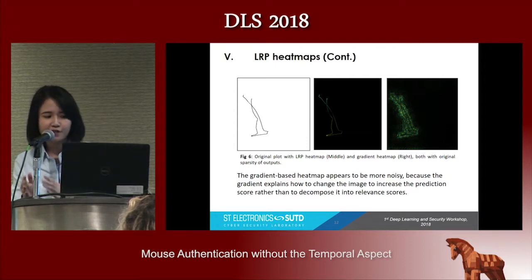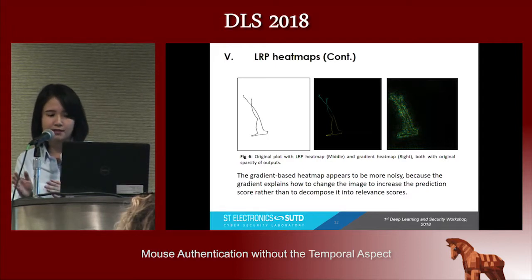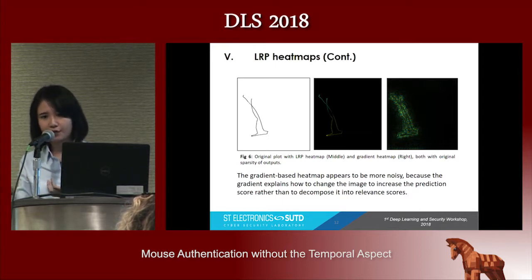The leftmost figure here in figure 6 is our original plot of a mouse movement sequence, the center plot here is the LRP heat map computed, and the rightmost figure is a gradient heat map computed. So what are the differences between the LRP heat map and the gradient heat map, and why do we choose to use the LRP heat map instead of the gradient heat map to provide insights on the features learned?